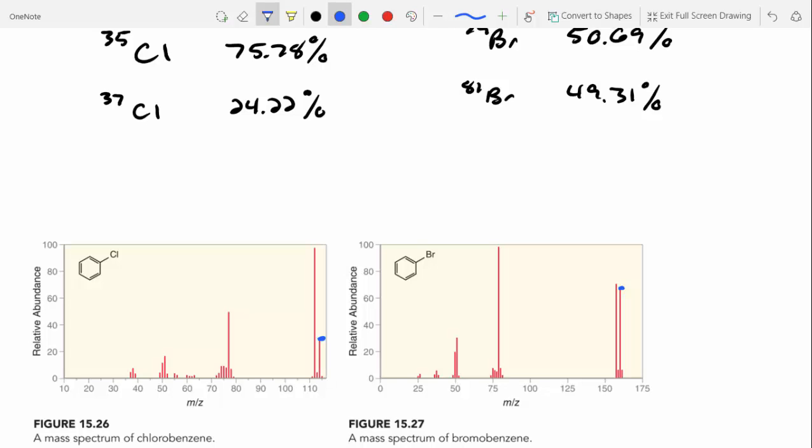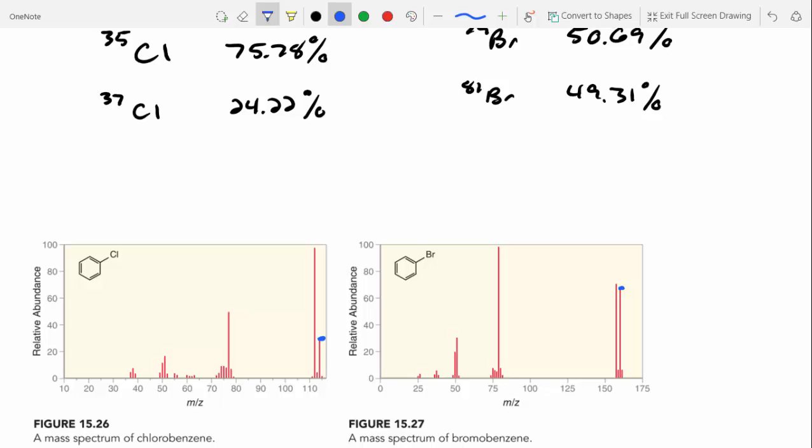So is the one in the middle mass plus 1? Exactly. So you still have that mass plus 1 peak because we still have carbon in these, right, due to the benzene. However, we're observing mass plus 2 because we have chlorine or bromine. So anytime you see mass plus 2, you've narrowed it down to it having a bromine or a chlorine. Then the question is, well, how can we tell if it's a chlorine or if it's a bromine?